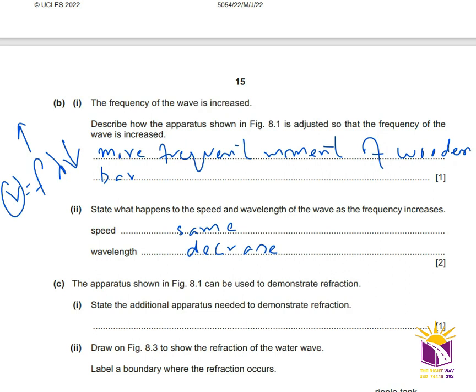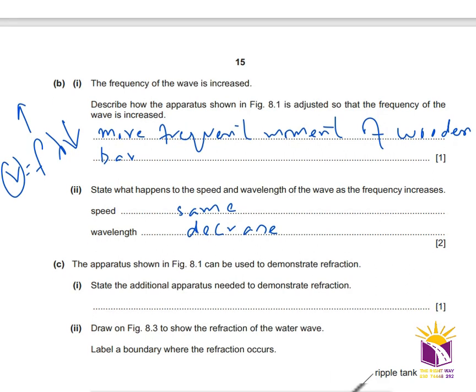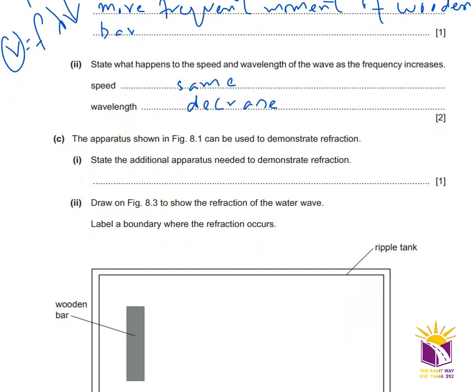The apparatus shown in figure 8.1 can be used to demonstrate refraction. State the additional apparatus needed to demonstrate refraction. For refraction, we are going to use a glass slab. To make the denser medium, we are using a glass slab. The part with the glass slab will be acting as a denser medium and the other part will be acting as the rare medium.